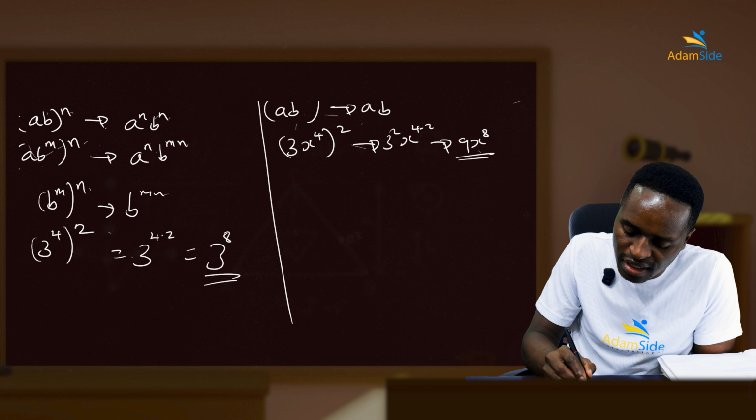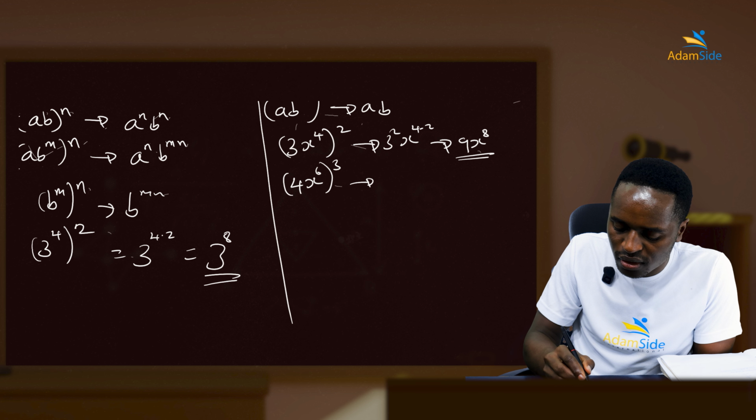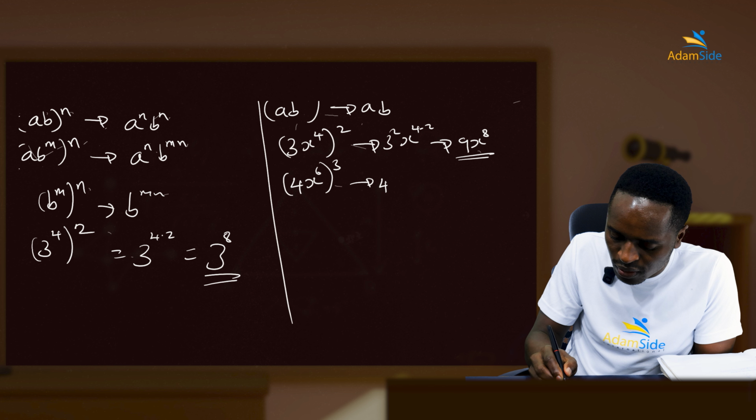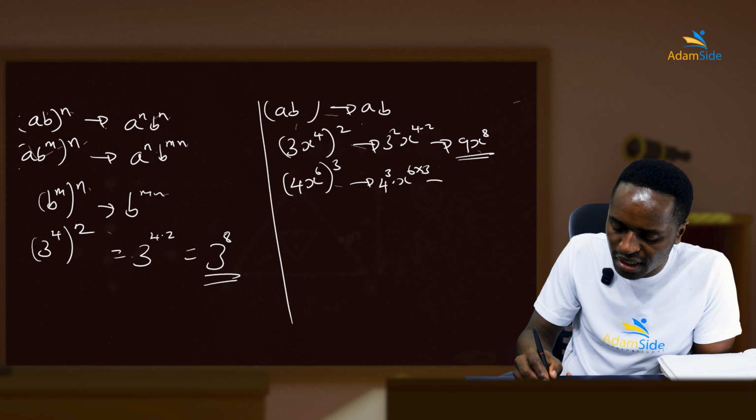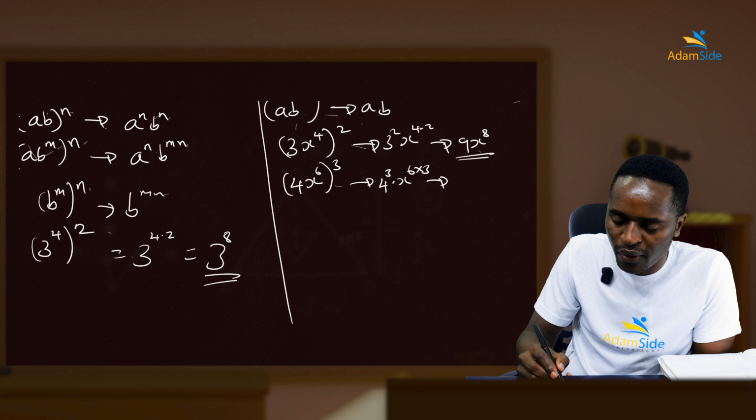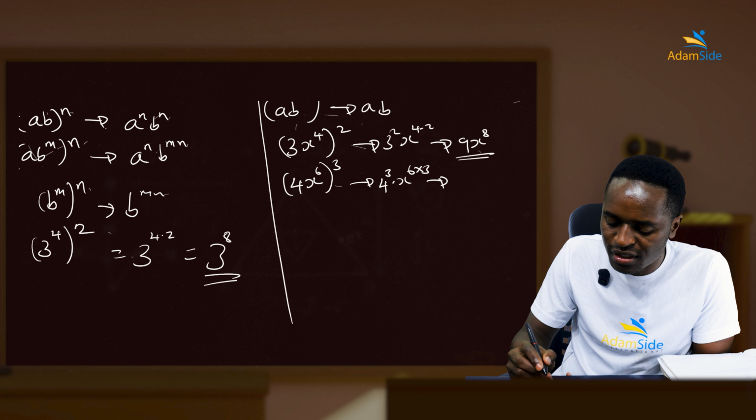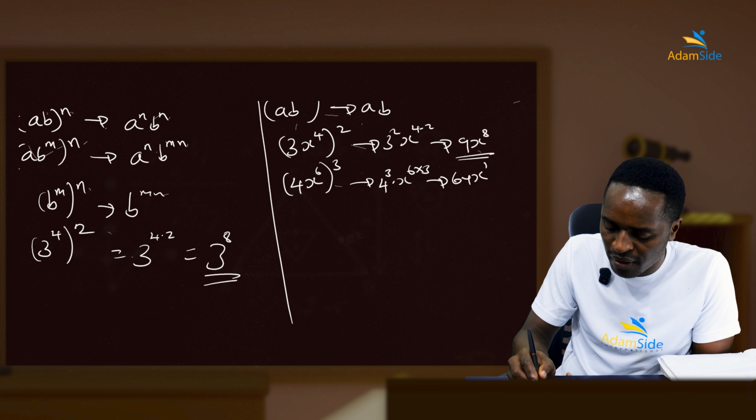Then you have, let's say, (4x^6), then outside power 3. What do you do? You say 4 power 3 times x power 6 times 3. What do you get? 4 power 3 is 4 times 4 times 4. That's 64. Then x power 18.